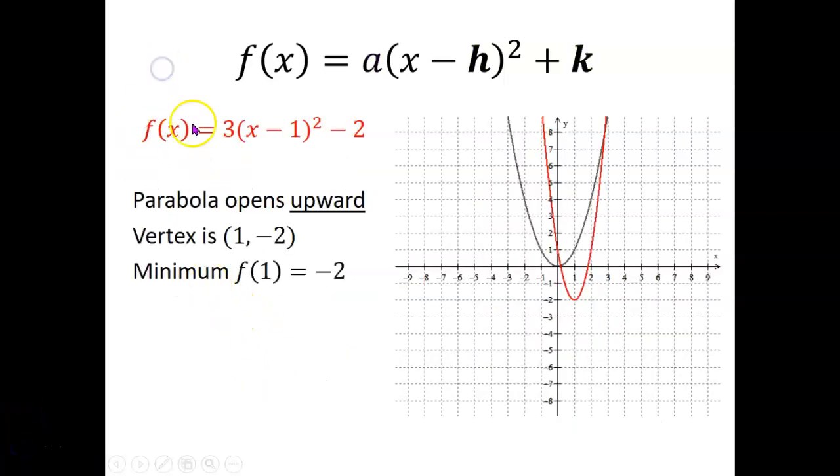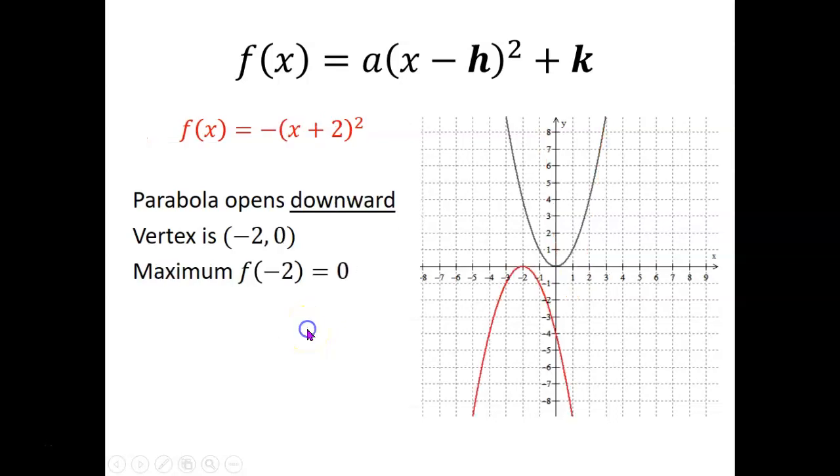So in the example we were looking at, the a was 3, the h was 1, and the k was negative 2. So this would be a parabola that opens upward, because a is positive, and has a vertex at (1, negative 2). And that's where we have a minimum. f(1) is negative 2, and that is lower or less than f of anything else.